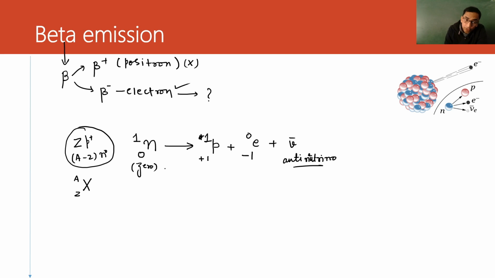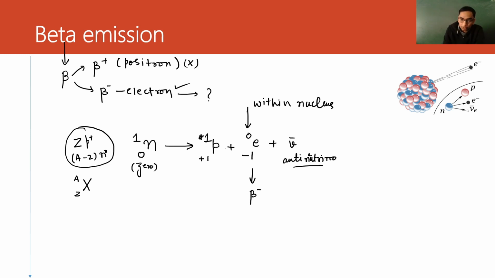Now you need to understand that when one neutron breaks up into a proton and an electron, this electron produced is within the nucleus. Since the electron is a negatively charged particle and cannot stay inside the nucleus, it is ejected out of the nucleus, and that electron is itself known as a beta minus particle. So the electron produced inside the nucleus due to the breakage of the neutron is known as a beta minus particle, and it is ejected out.